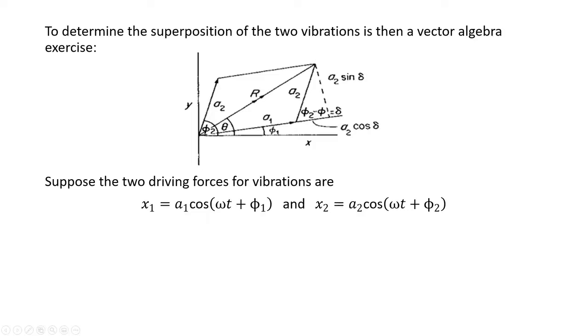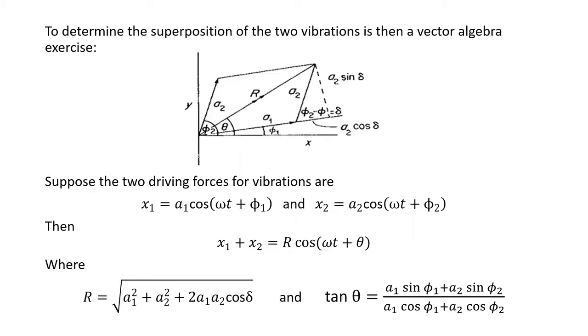So in this case, just like on the previous page, we've got these two vibrations, and the sum of them is then just r cos(omega t plus theta), and you use geometry and you can find, and this is a good exercise to see if you can manage it, an expression for r and for theta.